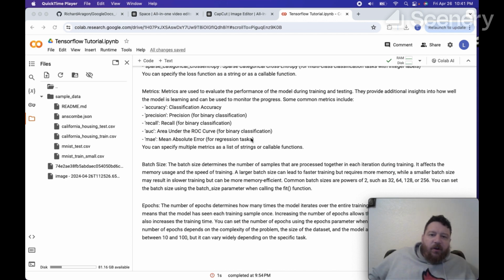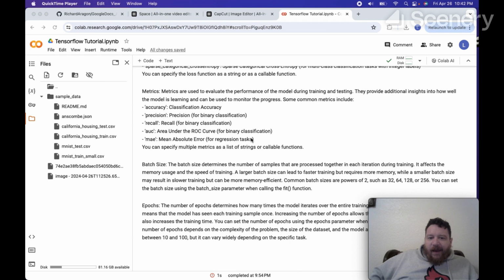And metrics. Metrics are used to evaluate the performance of the model during training and testing. They're essentially like RLHF, or when you're giving feedback to the model, or tuning the model, or training the model. This is what you're training it to. You're not just throwing random numbers out there. You're training it to metrics. So they provide additional insights into how well the model is learning and can be used to monitor its progress.